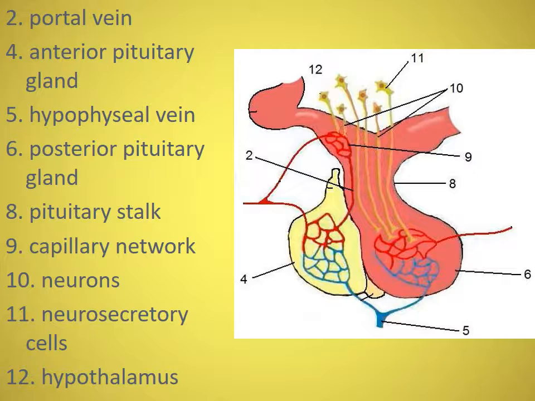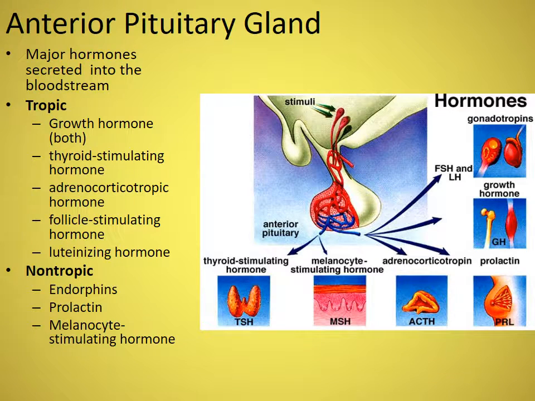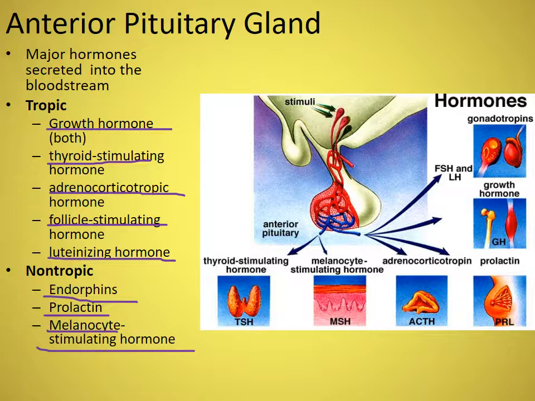Here we have the anterior pituitary gland and we have the posterior pituitary gland here. These are neurosecretory cells that will stimulate the release of specific hormones by the pituitary gland. And again, taking a look here, the different types of hormones that will be released by the pituitary gland. We see growth hormone, thyroid stimulating hormone, adrenocorticotropic hormone, follicle stimulating hormone, luteinizing hormone. Again, endorphins, prolactin, and melanocyte stimulating hormones. Those are the examples of non-tropic hormones.